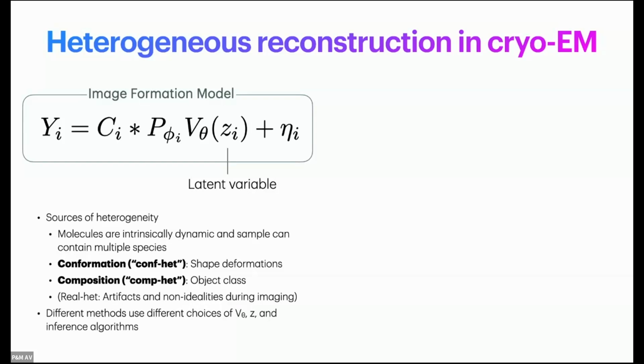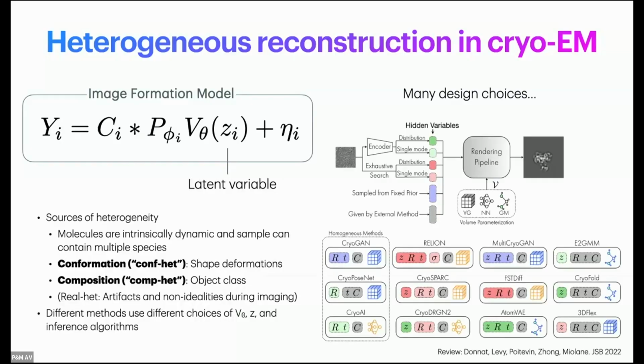Different methods typically use different choices of this distribution of volumes, how we represent that, and also different methods for inference or optimization. So there are lots of different design choices. This is a review we wrote a couple years ago, back when there were about 12 methods, but now there are even more.